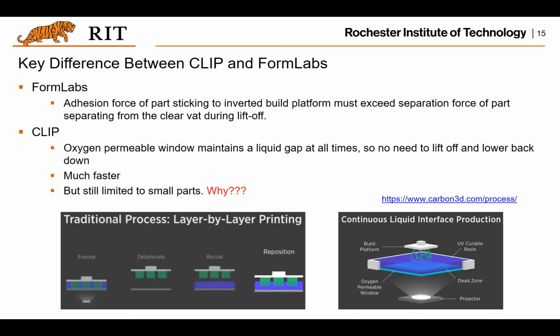But in the CLIP process, this seems to be solved because there is a dead zone to prevent the sticking of the part to the bottom of the tank. But still, it's limited to small size parts because of the reason I just mentioned. If the cross-section area is large, it takes much longer for the liquid resin to flow into the dead zone region to prepare for the next curing, right? That's the difference.